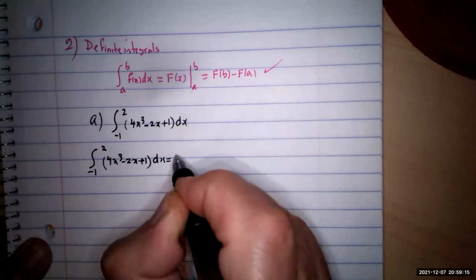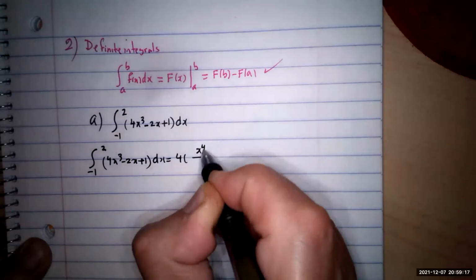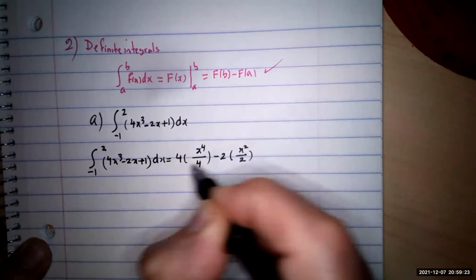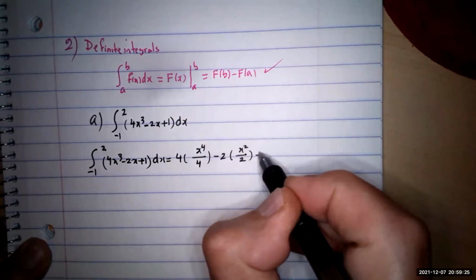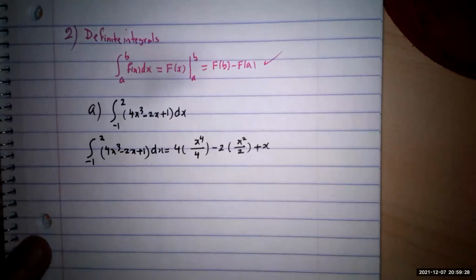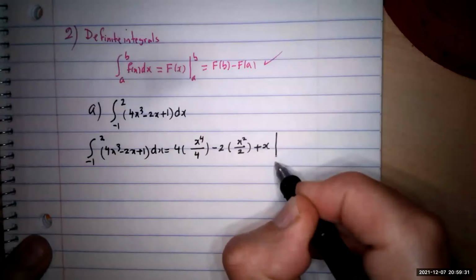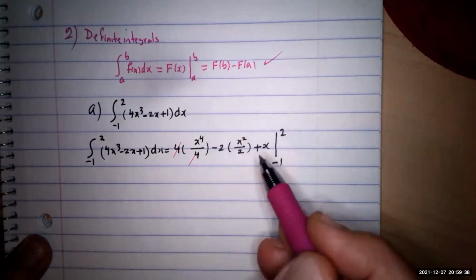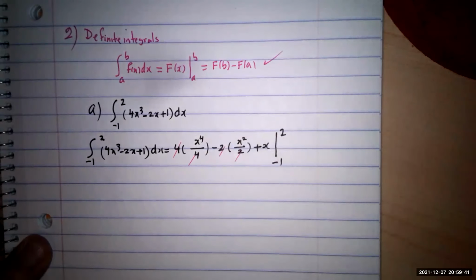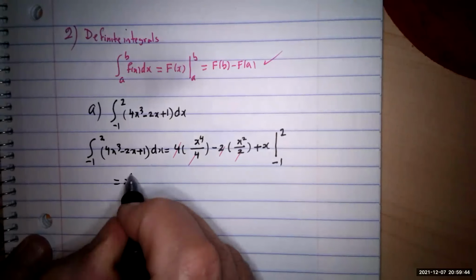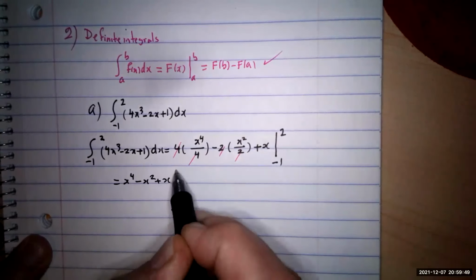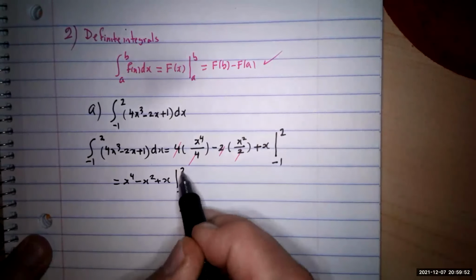You integrate. 4 is a number, move up the power, x to the 4th over 4. 2 is a number, move up the power, x squared over 2. Then 1: you know that the integral of 1 is just 1x. Don't add the constant c. You evaluate it from -1 to 2 with this notation. Simplify it first if you can. Then do the evaluation. So you end up with x to the 4th minus x squared plus x, to be evaluated from -1 to 2.